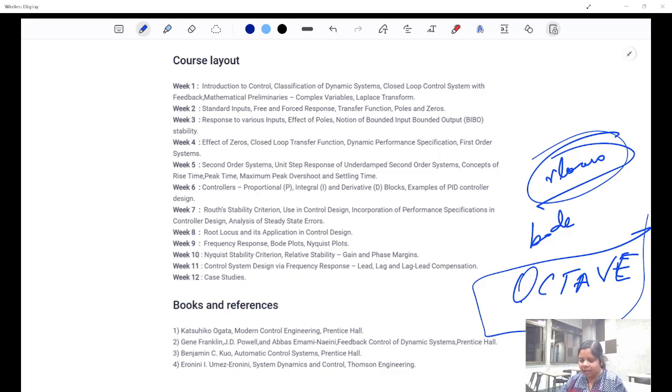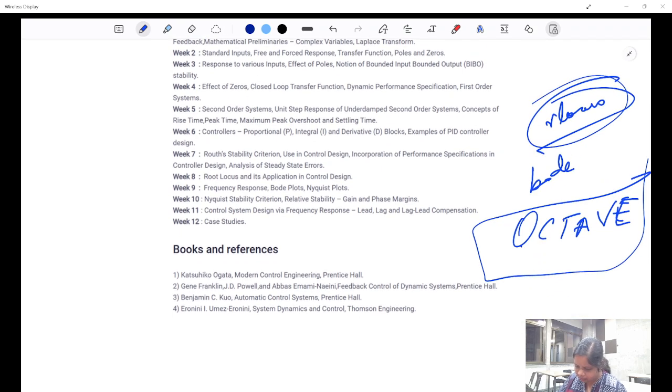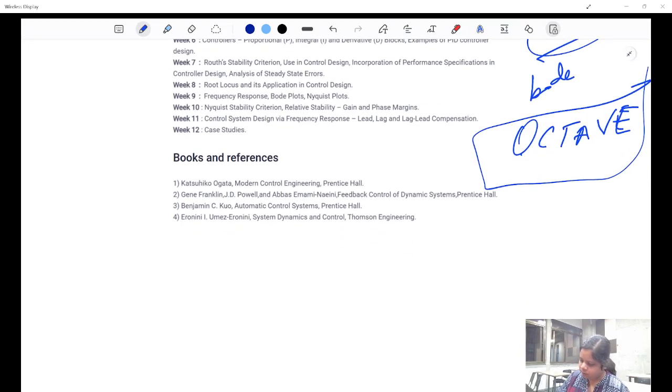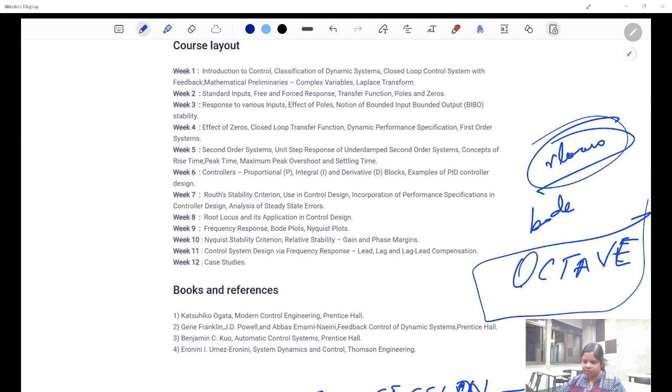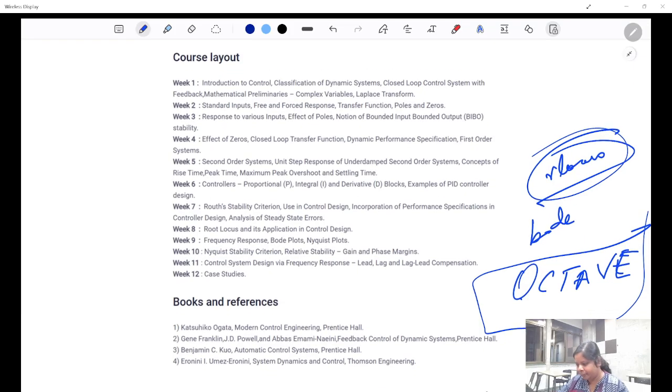And then that will be next Monday. Next Monday is 13th, MATLAB extra session on 13th 7/25.